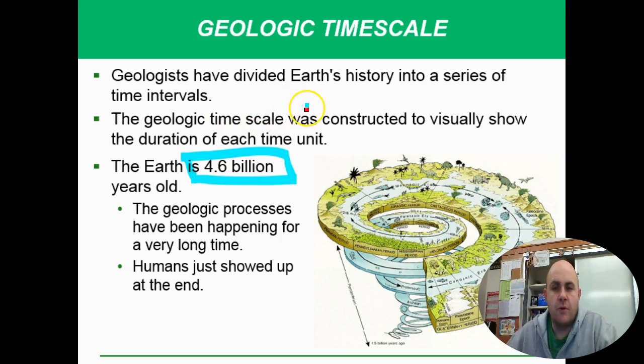And those chunks are broken up, and they're not broken up evenly. There's not a certain number of years in between each chunk. The durations vary, and they vary depending upon basically main events that occurred during that time. But they go from 4.6 billion years ago up to the present day.